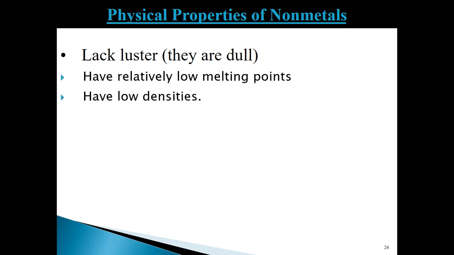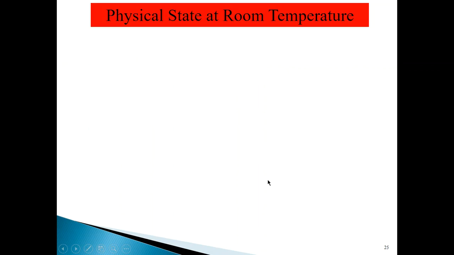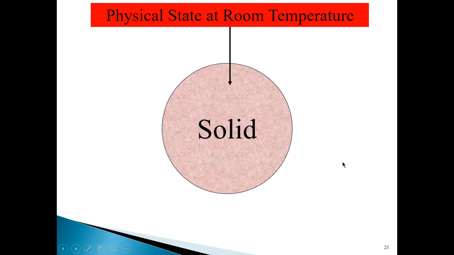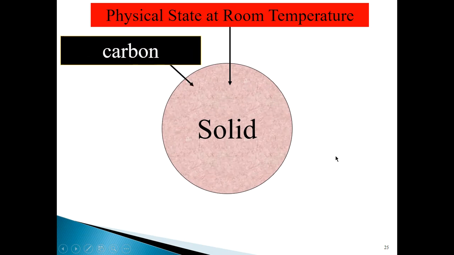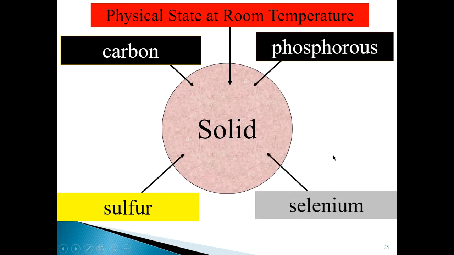They tend to have low densities. They tend to be poor conductors of heat and electricity. And at room temperature, there are only these 5 elements that are solids: carbon, phosphorus, sulfur, selenium, and iodine. The rest of them are basically liquids and gases. So these non-metallic elements are the only ones that exist in a solid state under normal room temperature conditions: carbon, phosphorus, sulfur, iodine, and selenium.